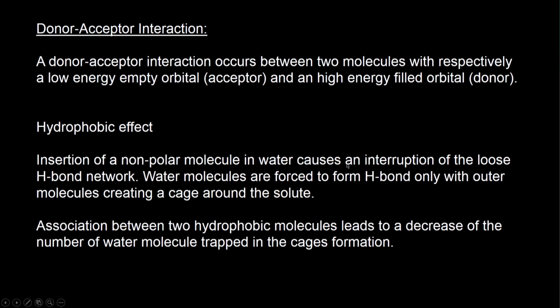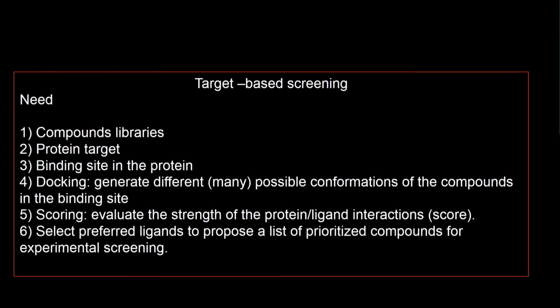Insertion of a non-polar molecule in water causes an interruption of the loose hydrogen bond network. Then the water molecules are forced to form hydrogen bonds only with each other, creating a cage around the solute. If you put in a hydrophobic molecule, there is a cage around the hydrophobic molecule and the other water molecules start interacting. Association between two hydrophobic molecules leads to a decrease in the number of water molecules trapped in the cage formation. So, if you have two hydrophobic molecules, they start associating with each other, and water molecules get moved out, they are not trapped.